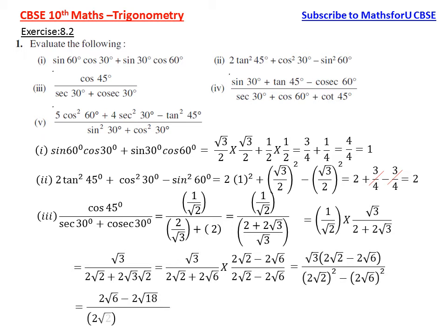Now 2 root 2 square, then we get 2 root 2 minus 2 root 18 by 2 root 2 square minus 2 root 6 square. So this will be 2 root 6 minus 2 into 3 into 3 into 2, that is 18.